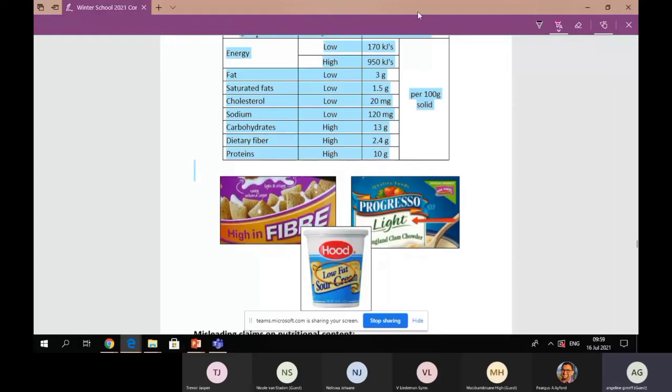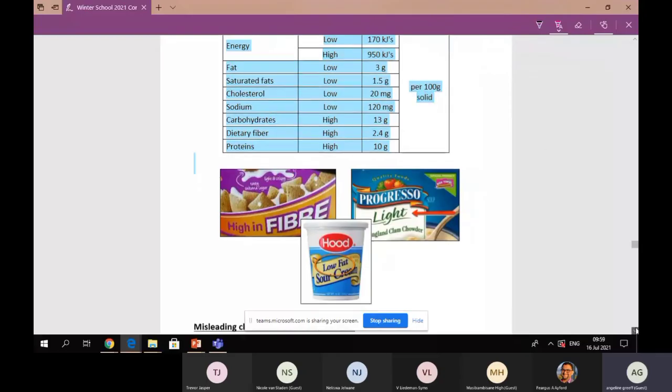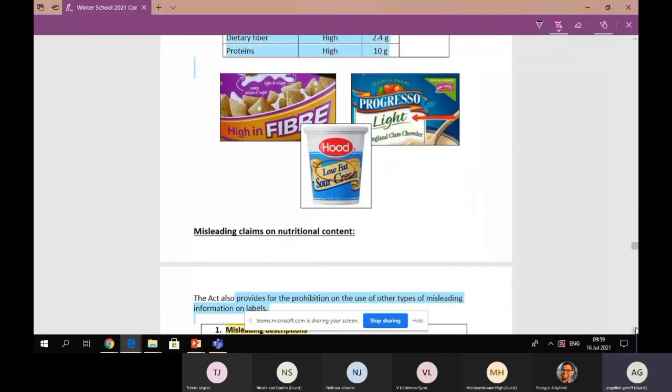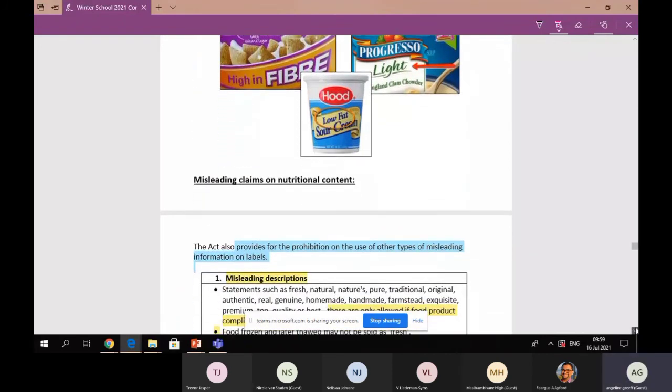So that is why you need to know this table in order for you to also check to see if they say it's low in fat, right? Then it must mean that it is 3 grams or less per 100 grams. So that is why that table is important.